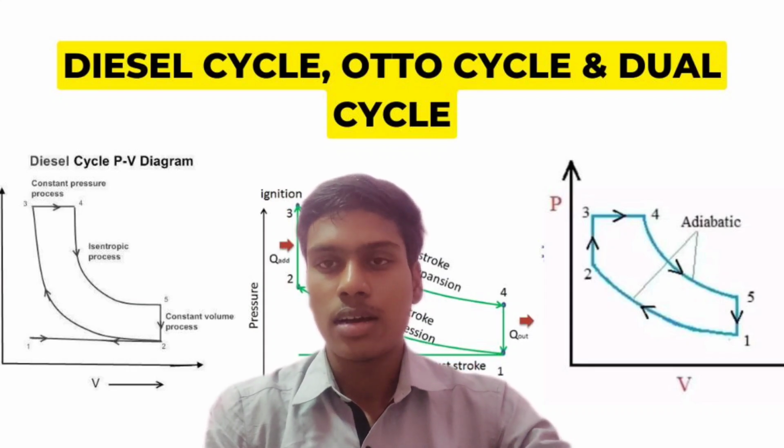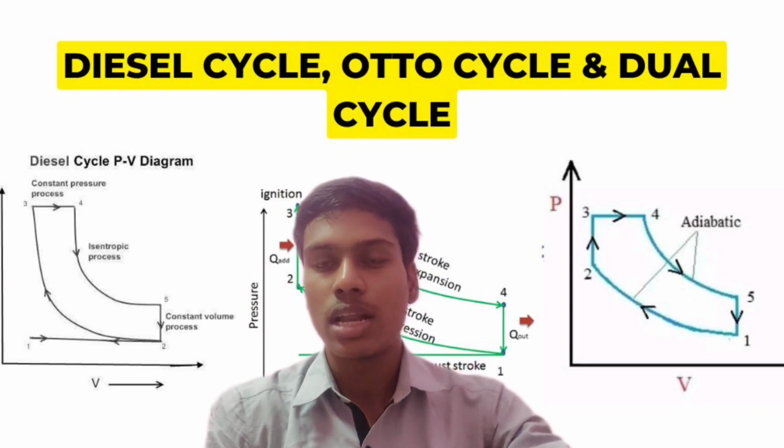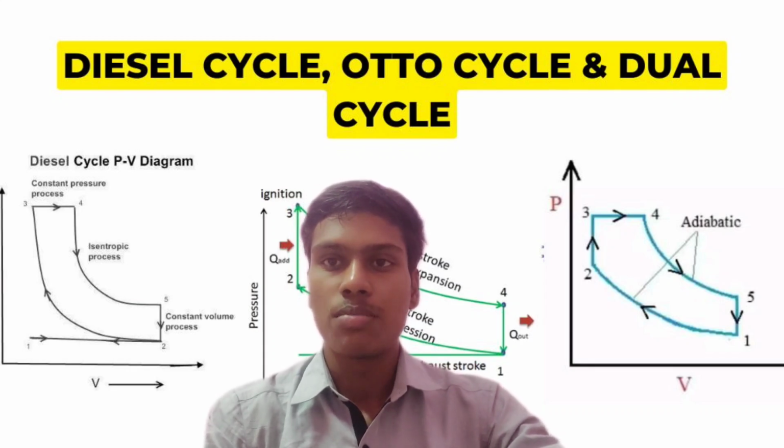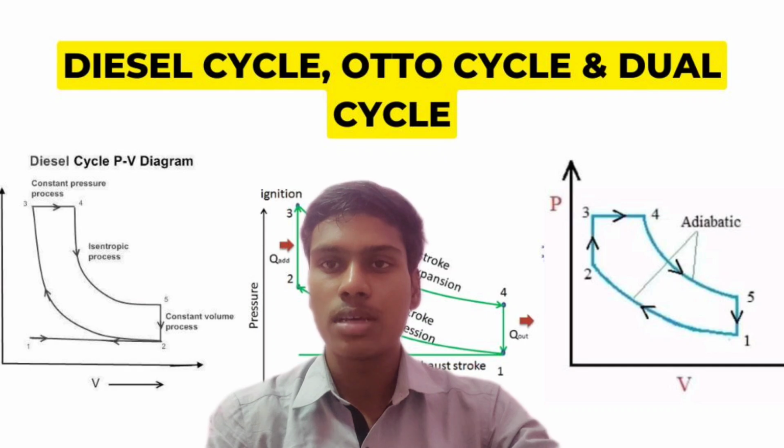For example, if you take an automobile that we use in day-to-day life, a car, a bike or anything, it may be a military vehicle or a marine ship engine, everything comes under the Otto cycle, diesel cycle as well as the dual cycle. So this is one of the important topics in thermodynamics.